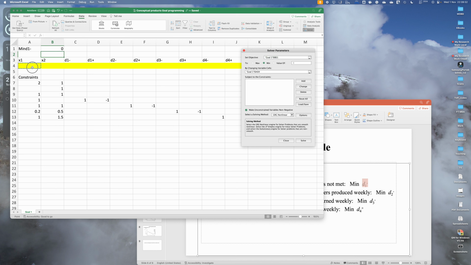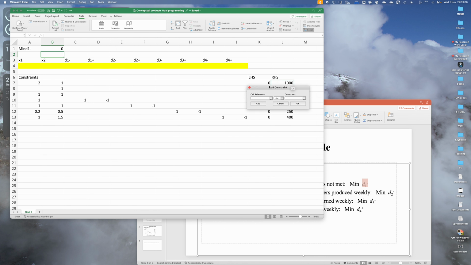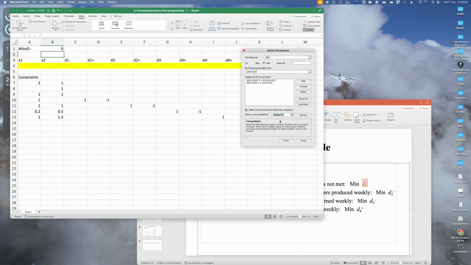What are the variable cells? These are all variable cells. What are the constraints? The first three constraints are of less than or equal to type, so I selected them together and clicked on add. The rest of the constraints, which are goal constraints, are of equality type, and I can select them together and click OK. The solver is Simplex LP, and click on solve.